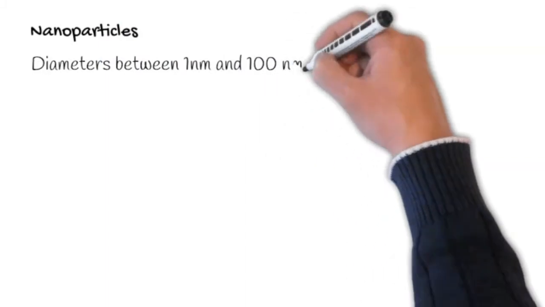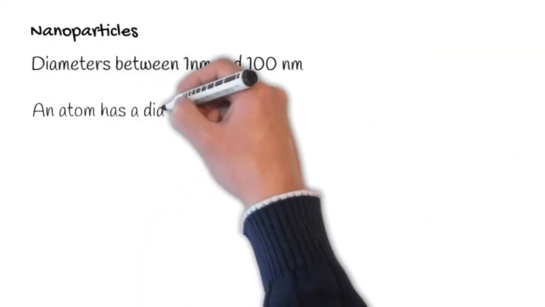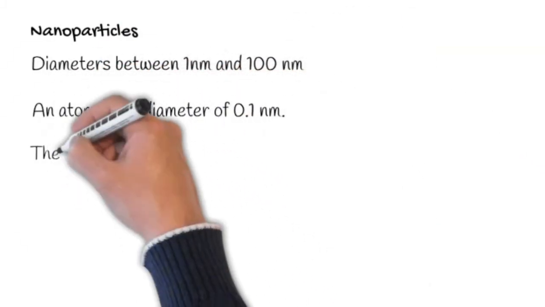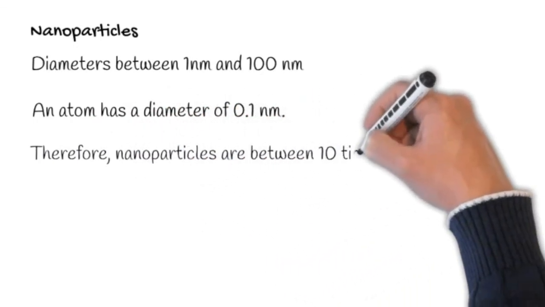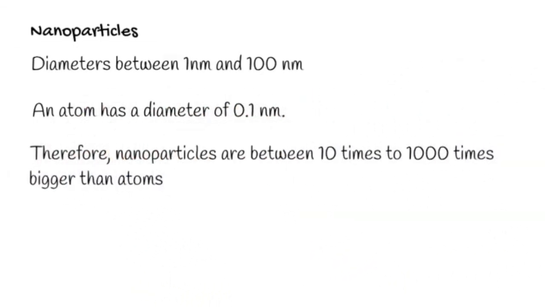Nanoparticles, as we just said, have a diameter between 1 nanometer and 100 nanometers. An atom has a diameter of 0.1 nanometers. Therefore, nanoparticles are between 10 to 1,000 times bigger than atoms.